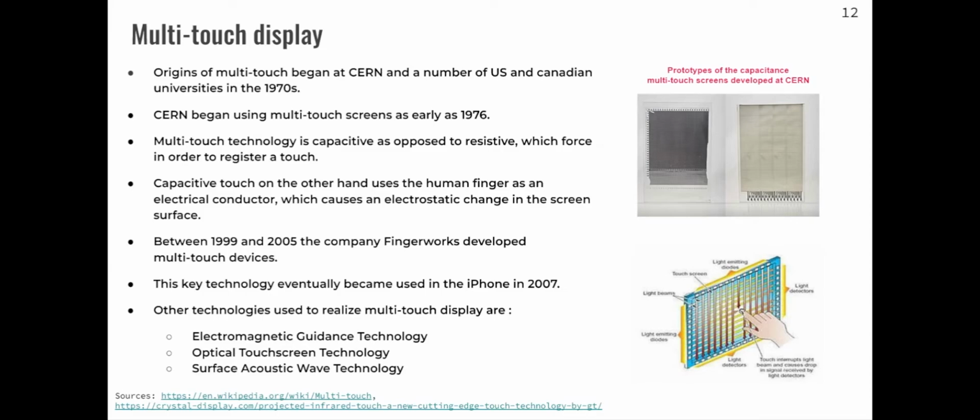Capacitive touch, on the other hand, uses the human finger as an electrical conductor, which causes an electrostatic change in the screen surface. This change can be measured, and it results in more accuracy than resistive methods. A capacitive touchscreen typically consists of a capacitive touch sensor, an application specific integrated circuit, which is the ASIC controller, and a digital signal processor, DSP, fabricated from CMOS technology.